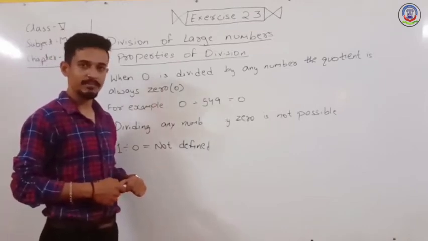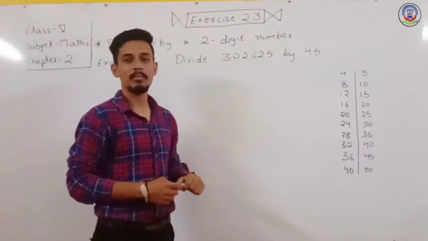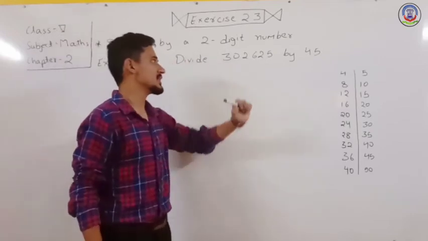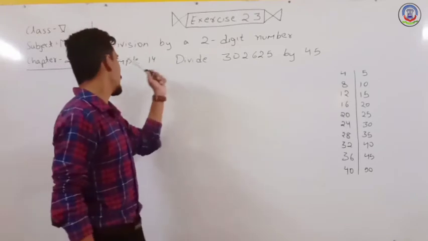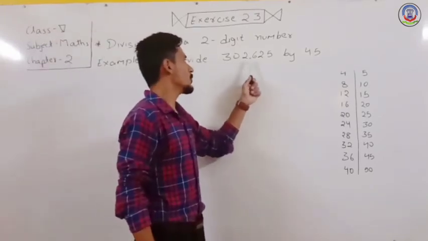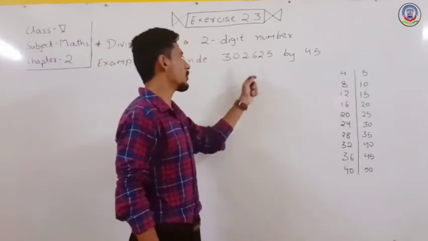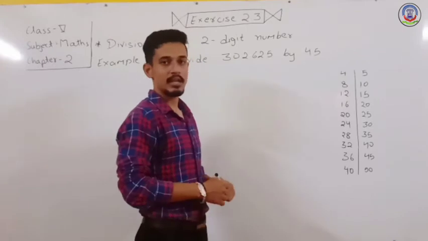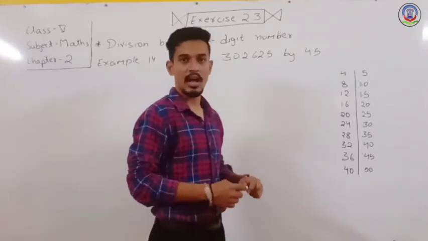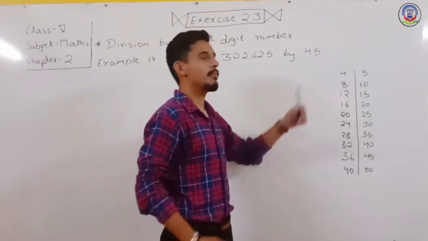ओके? नाउ डिवीजन बाय अ 2 डिजिट नंबर. हमें क्या पता करना है अभी? डिवीजन यानी डिवाइड करना है 2 डिजिट नंबर से. तो हम लोग के पास एग्जांपल है, डिवाइड 3,02,625 बाय 45. हमें इस नंबर को डिवाइड करना है 45 से. सो फर्स्ट वी नो दैट 45 इज द लार्जर नंबर, सो वी हैव टू फर्स्ट लर्न द टेबल ऑफ 45.